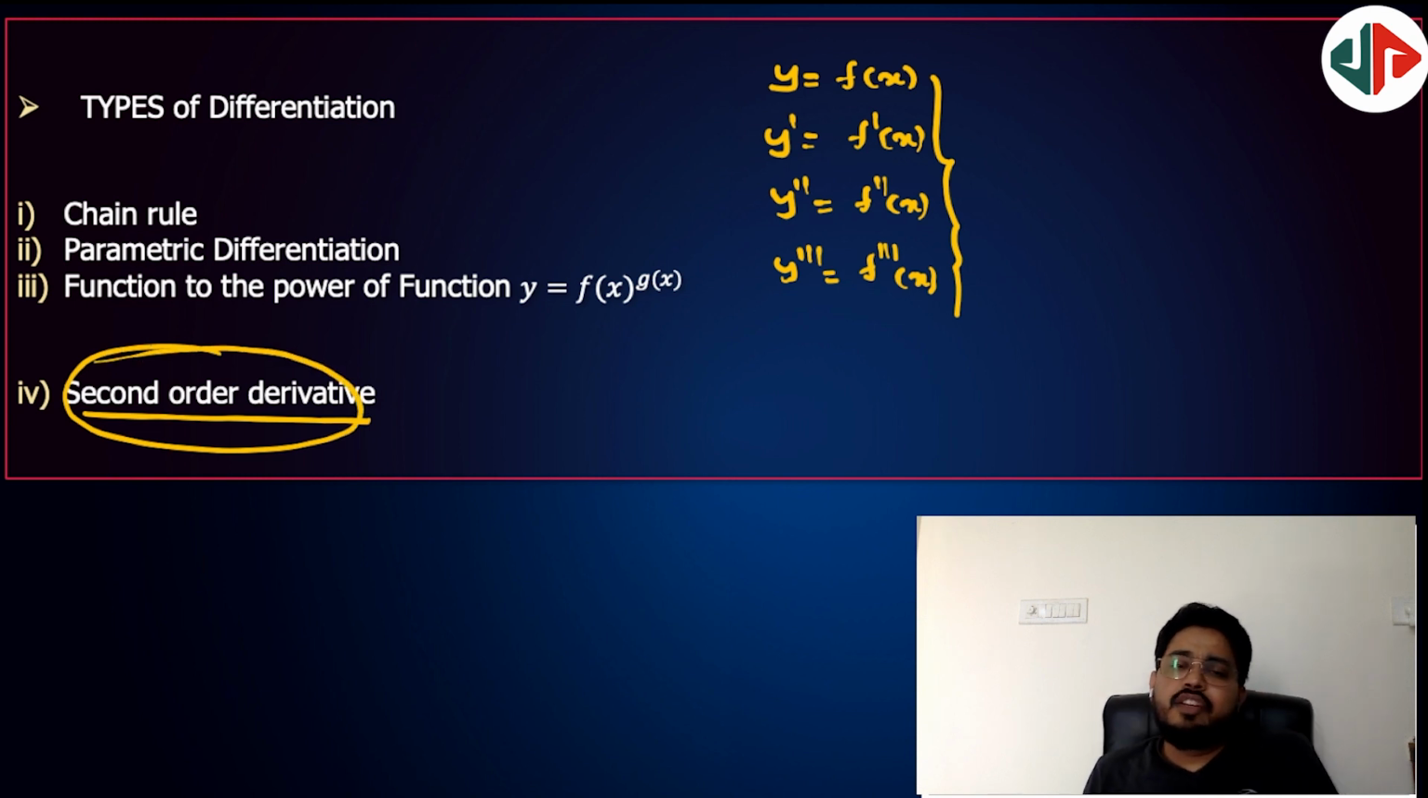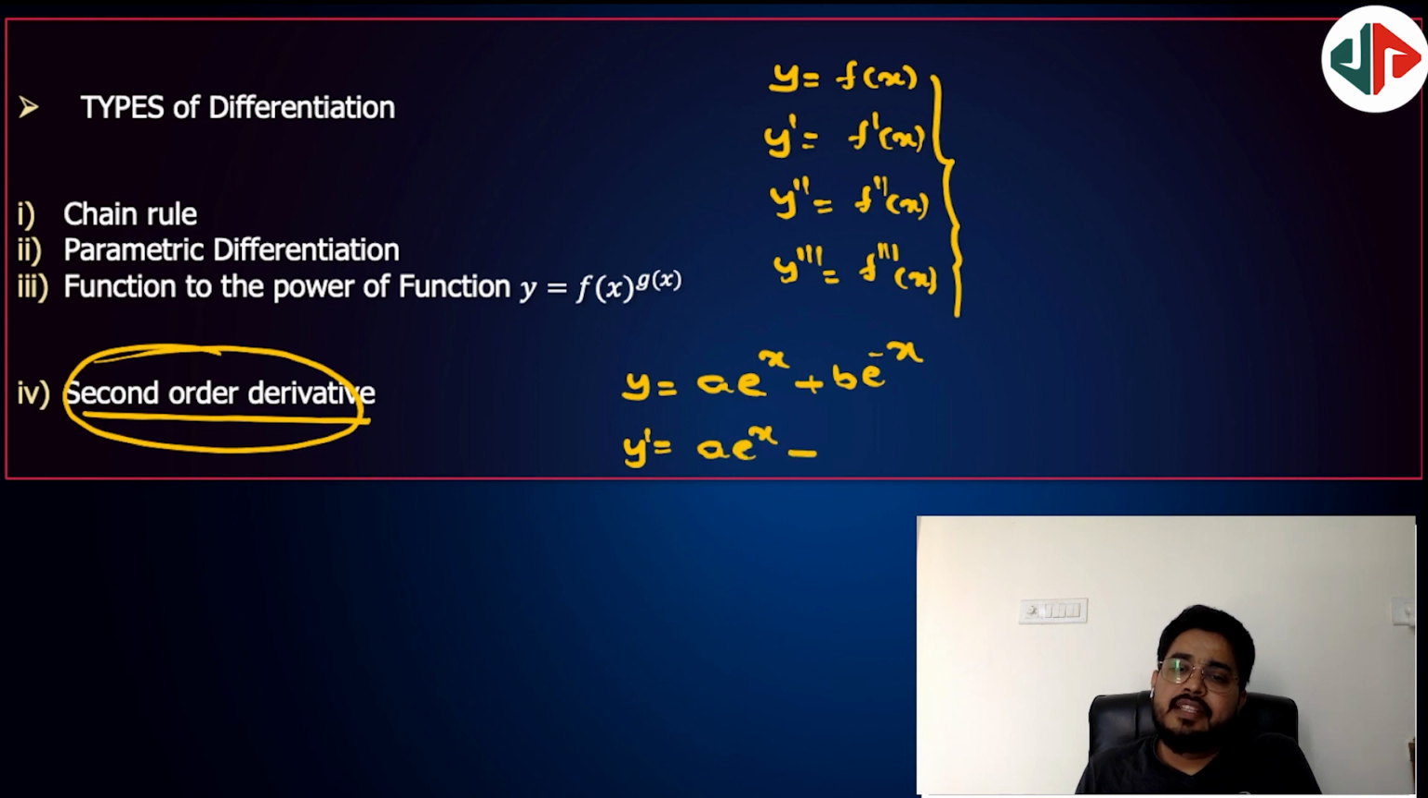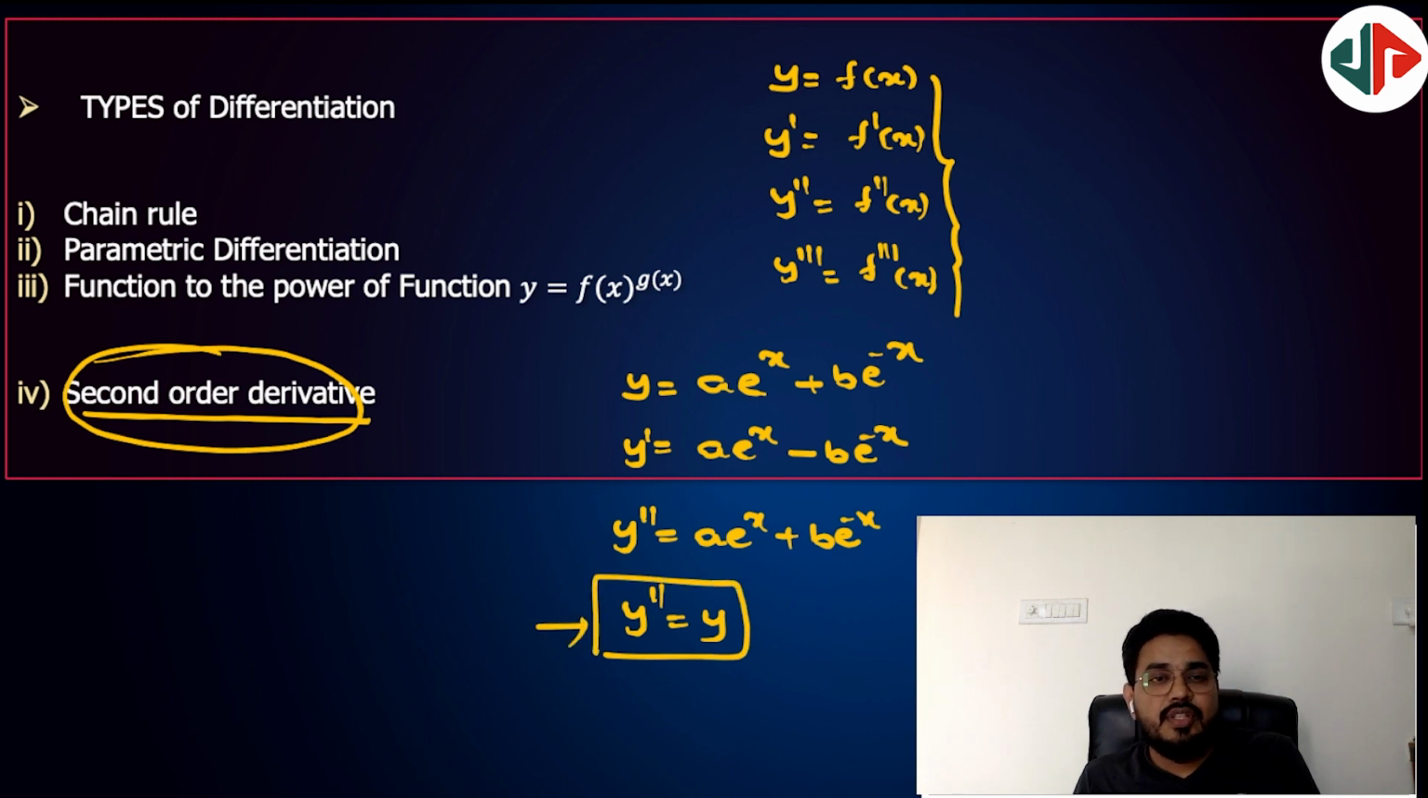Generally, second order derivative means if you take a question like y is equal to a e power x plus b e power minus x. What is y dash? A e power x minus b e power minus x. If you differentiate again, y double dash is a e power x plus b e power minus x. So here y double dash is equal to y. This is called the differential equation.